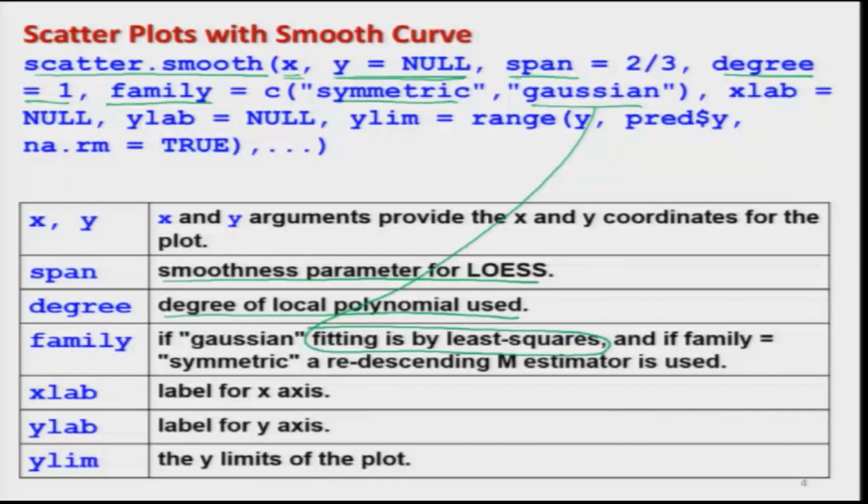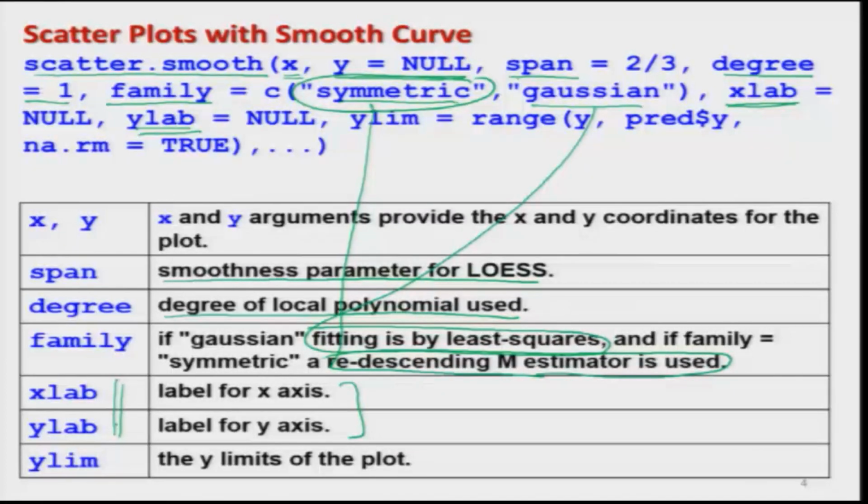He will consider the least square method at a later stage. And in case the option of symmetric is used, then this indicates that a symmetric M estimator is being used to get the polynomial. And similarly, if you want to give labels on the x axis or y axis, then these are the commands xlab and ylab here.